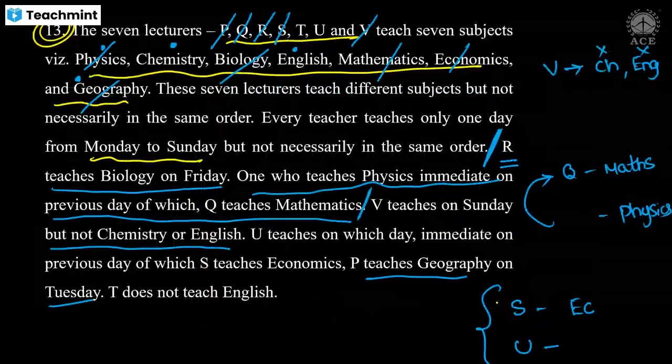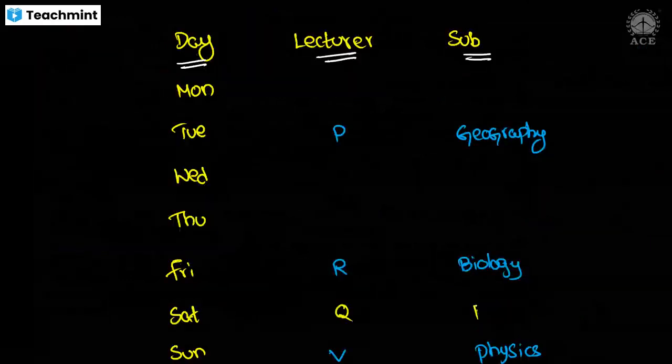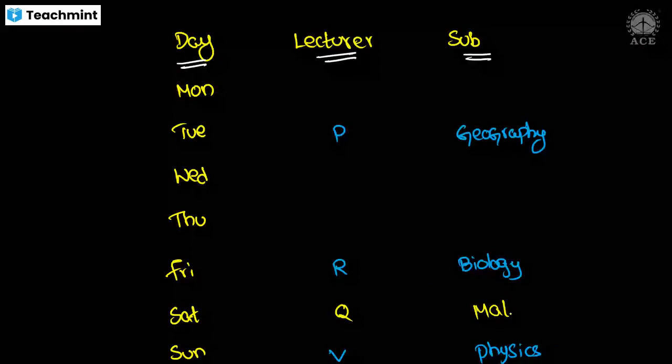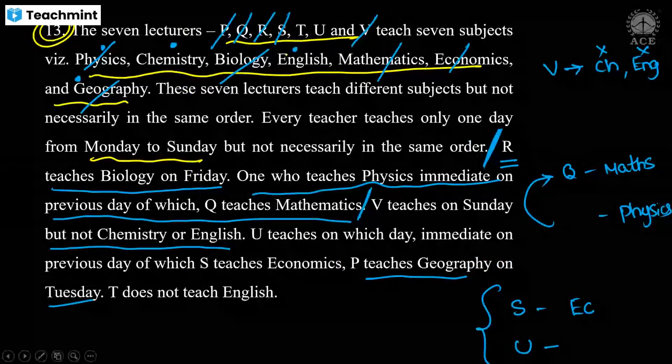Previous day is mathematics done by Q. Q mass. Now Q mathematics is alerted, physics done. Now only 2 people are left over. T and U are the 2 people left over for us, and the 2 subjects left over are chemistry and English.